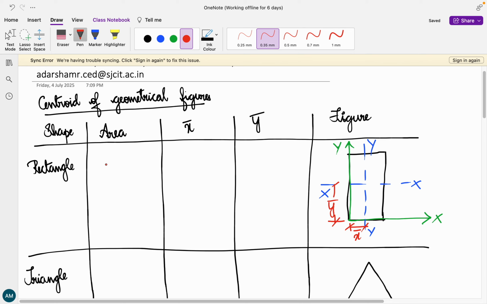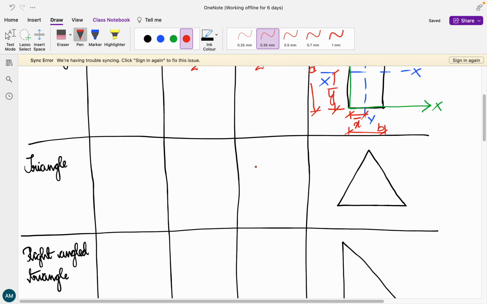The area of the given rectangle, let us consider the breadth to be b, and then let us consider the depth to be d. So area is going to be b into d. X bar is going to be b divided by 2. Y bar is going to be d divided by 2.